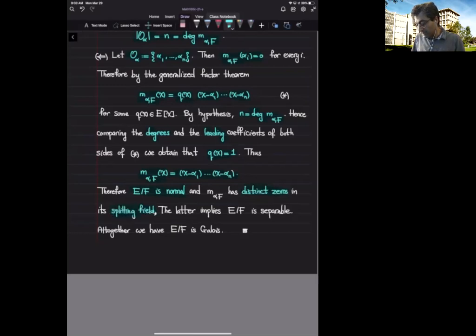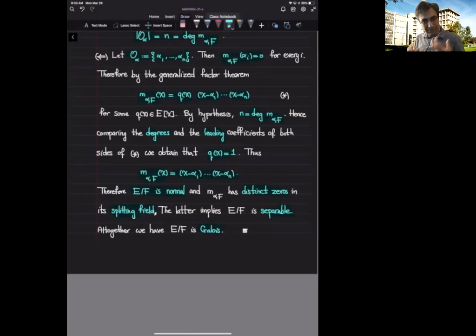So we showed that E over F is both normal and separable. And that's the definition of being a Galois extension. So E over F is a Galois extension. So we showed that a finite field extension E over F is a Galois extension if and only if the cardinality of every orbit of alpha, every orbit of the elements inside E under the group action of the F automorphisms, the symmetries of this field extension, is precisely the degree of the minimal polynomial. So understanding the cardinality of the orbits gives us a very good understanding of the field extension.